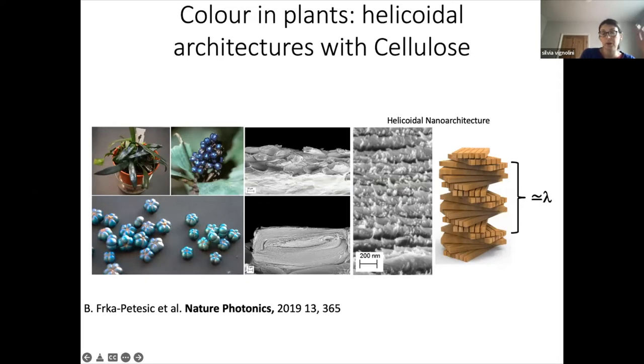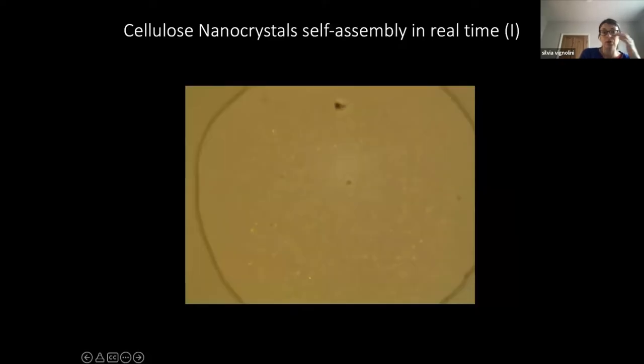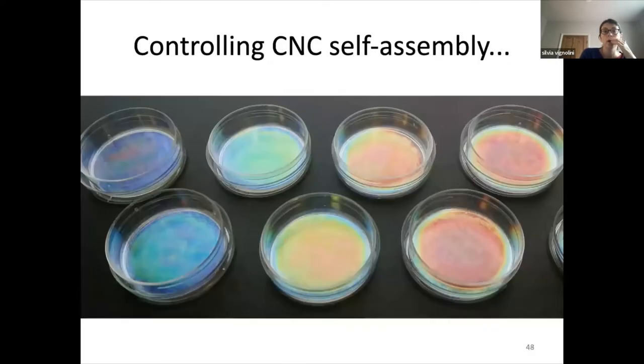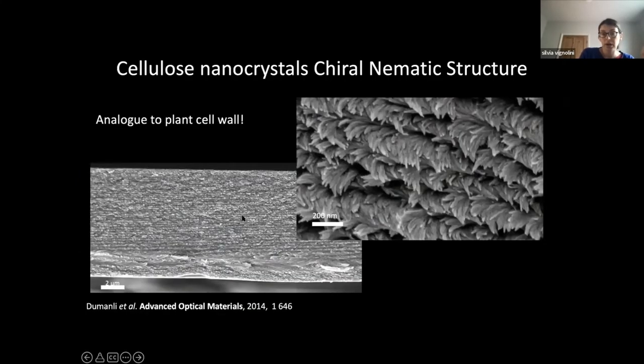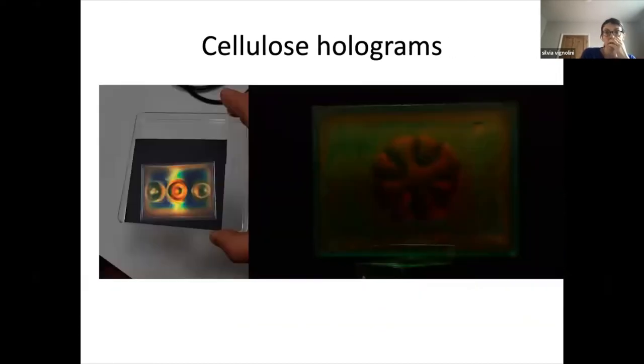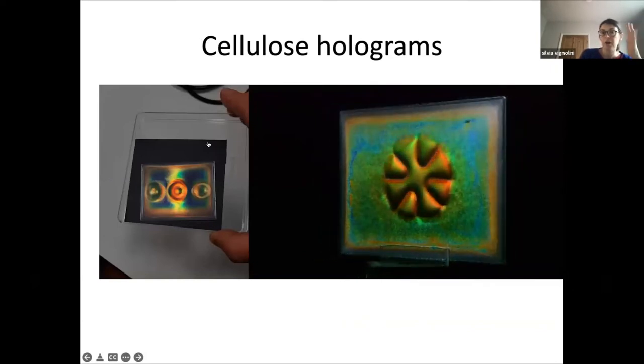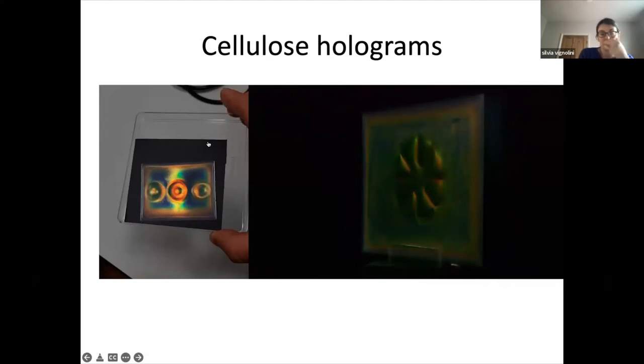Yes, and this is, for example, one of the systems that we often mimic in the lab using cellulose. I don't have time to go into the detail here, but we can make color material that has the same architecture of what you see in the plants, but that are made only of cellulose. And these we can use as coating. We can make a kind of hologram, so material that changes the appearance as a function of the angle when you move them.